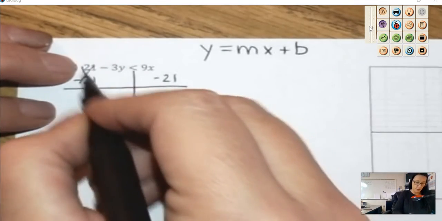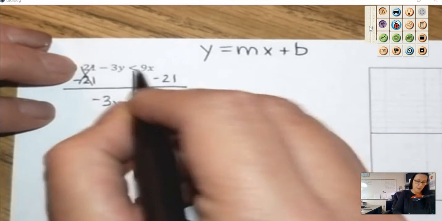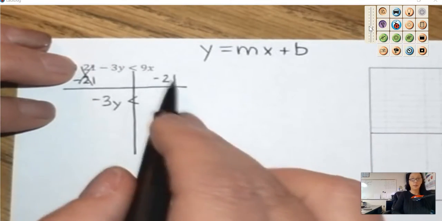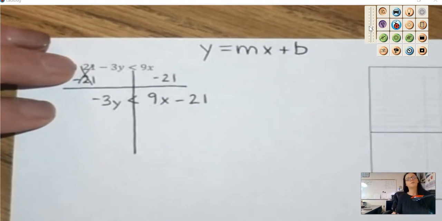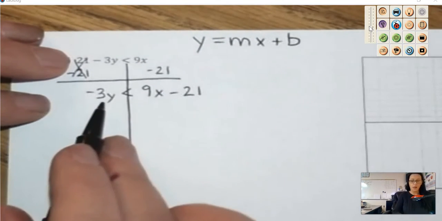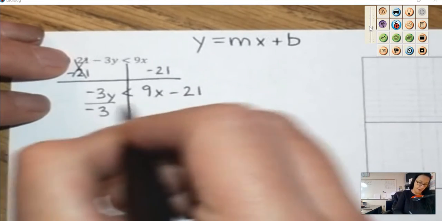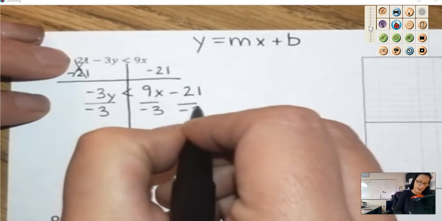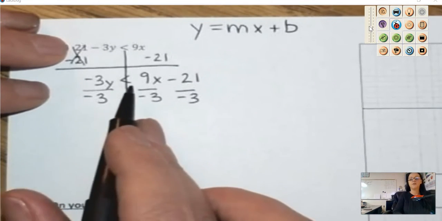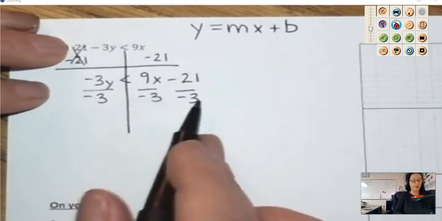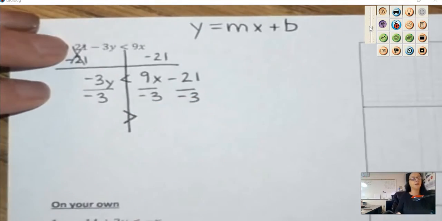Take away 21 is 0. These are not like terms, so don't put them together. I need to get y by itself. Right now it says negative 3 times y. So to undo that, I'm going to divide by negative 3. When I divide by a negative with an inequality, I have to flip the symbol. Remember, we flip the symbol if we multiply or divide by a negative. So I just divided by negative 3, so right away go ahead and flip that symbol.